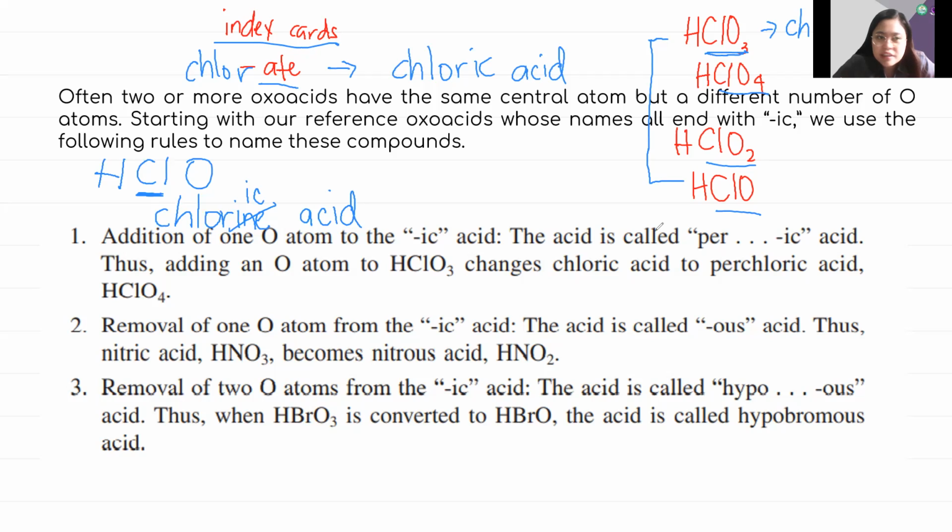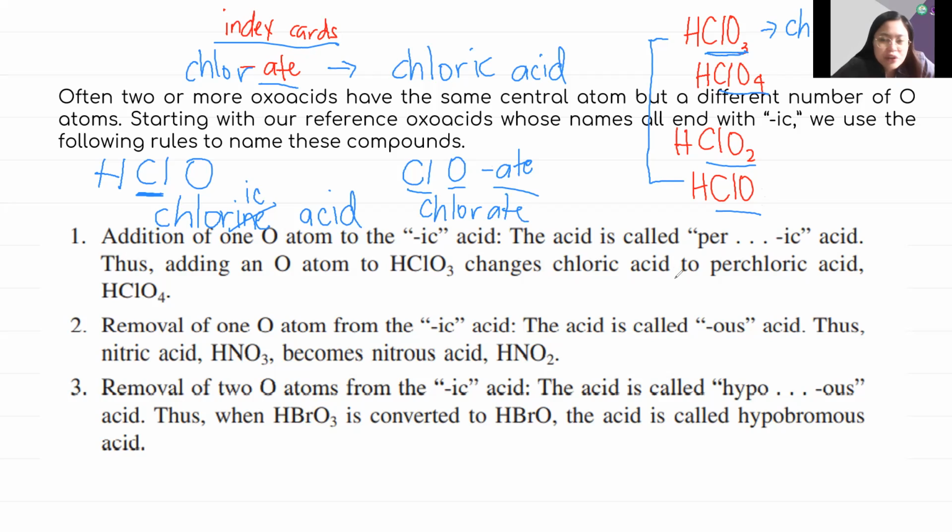That is what I taught you first. But how about this one? They all have chlorine as their central atom. So how do we name them? My suggestion, so you won't get confused, is to go back to your index cards and look for the polyatomic ion that has chlorine, has oxygen, but ends with ATE in its name. So among ClO3, ClO4, ClO2, or ClO, which one ends with ATE in its name? Meaning, I'm talking about chlorate.